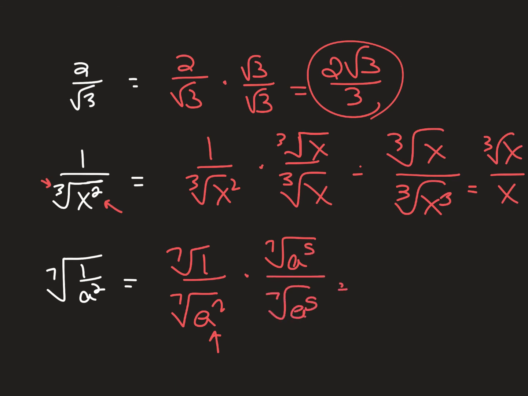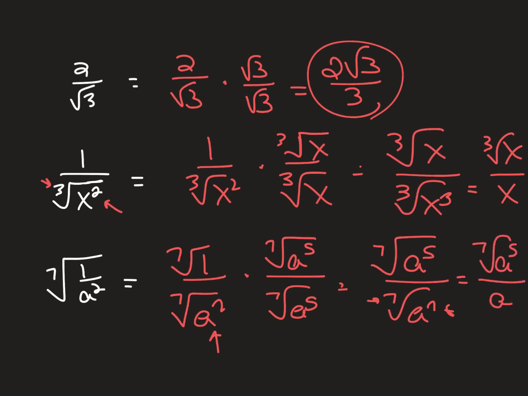All right, so in my numerator, I will just get 7th root of a to the 5th because I multiplied it times 1. And on the bottom, I'm going to get the 7th root of a to the 7th. Now, because the exponent is the same as the index, you can just pull that a right out of there. And I have this on my numerator, on the denominator, I just have a.